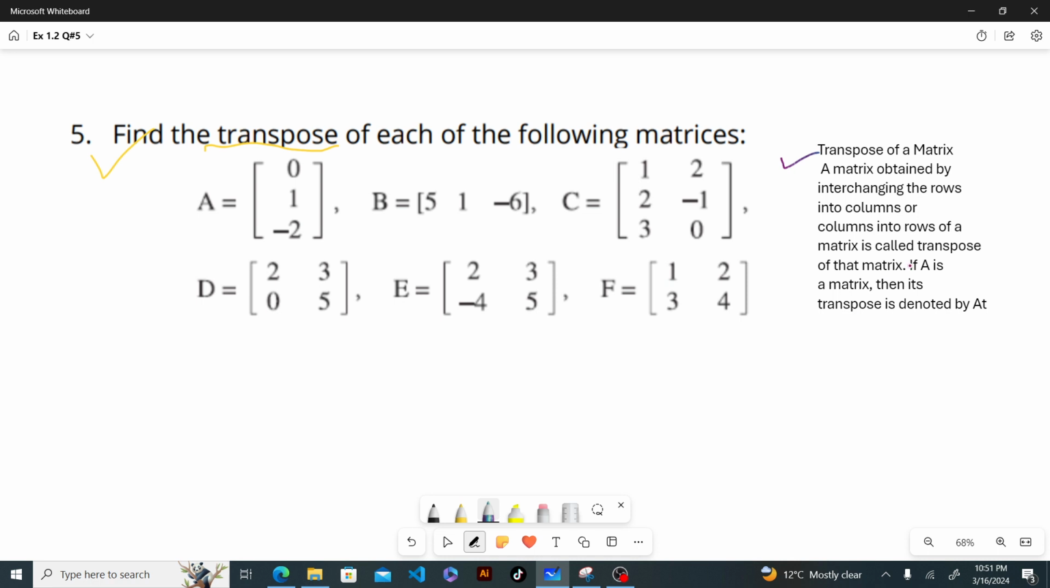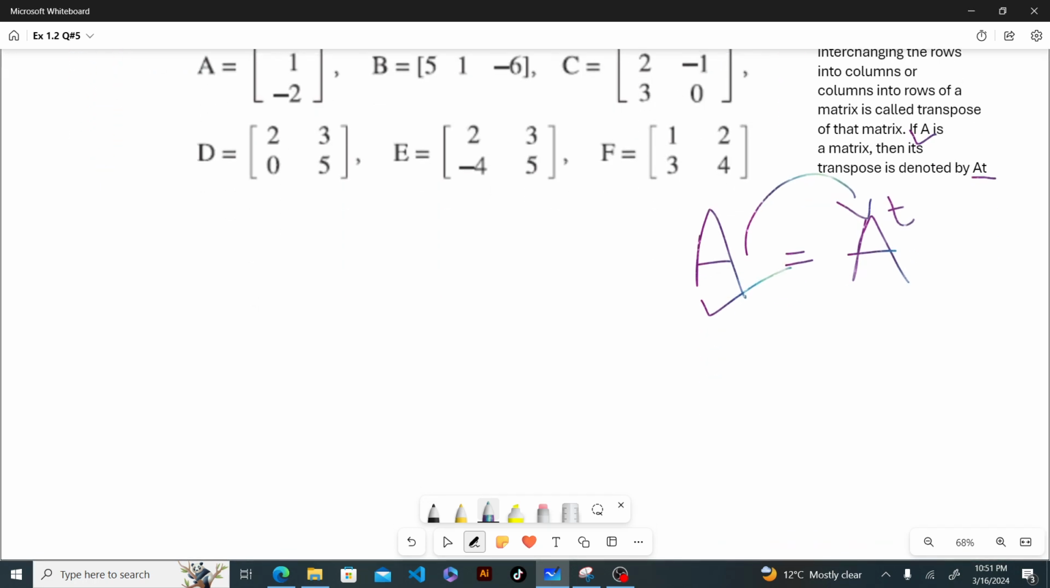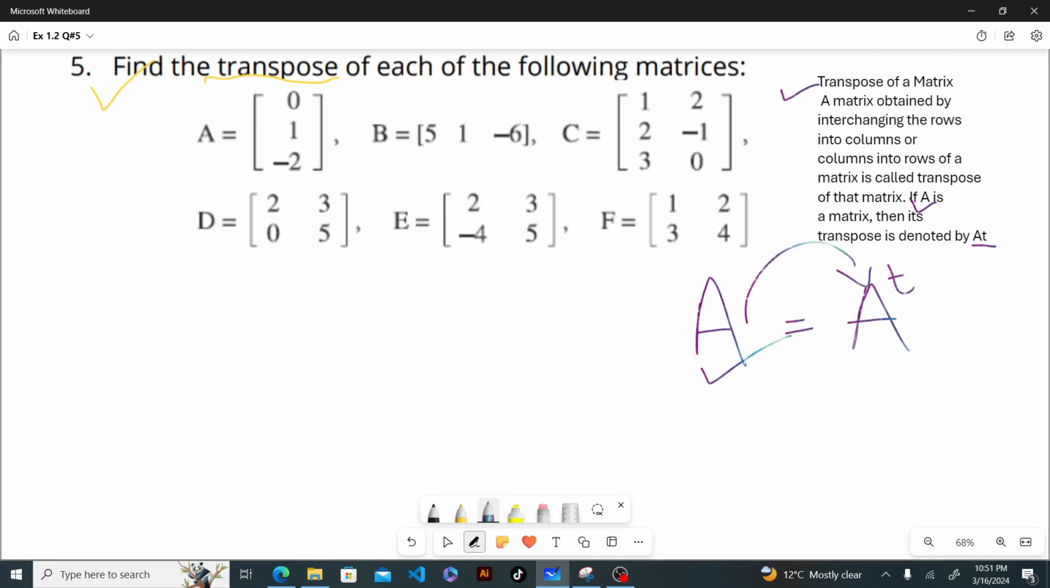If A is a matrix, then its transpose is denoted by A transpose, A with a superscript T. If A is a matrix and we interchange its rows and columns, then it will be called A transpose. For better understanding, we will solve these questions one by one.